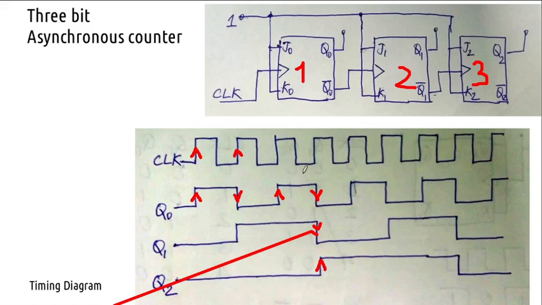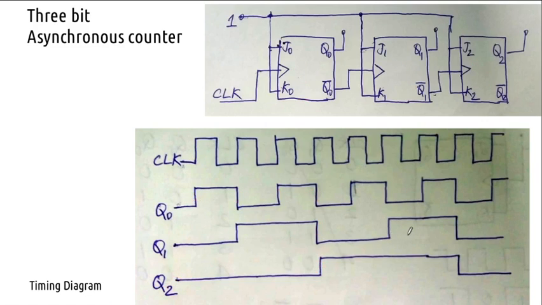Initially we assume that all the counters are at 0, or we have asynchronous preset and asynchronous clear. You give a clear to all these flip-flops so that you ensure that it is starting at 0. That's possible. So I hope that is clear. Does anyone have doubts in this? Do you want me to explain?